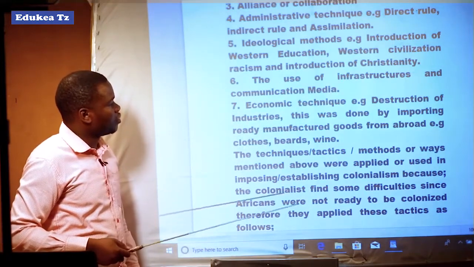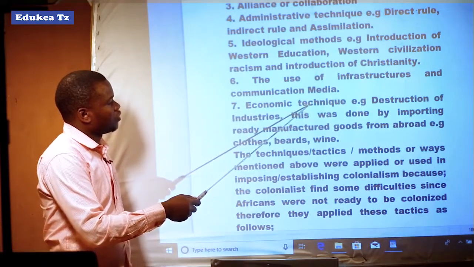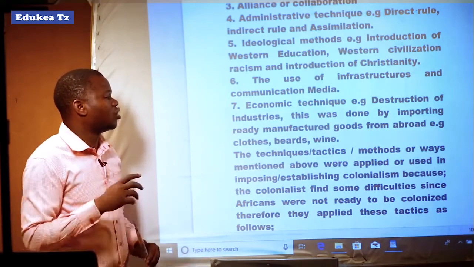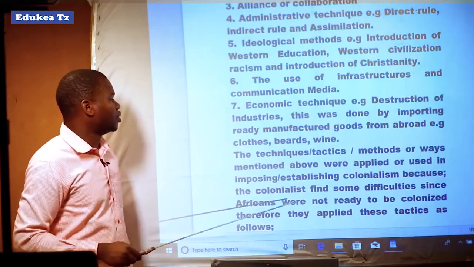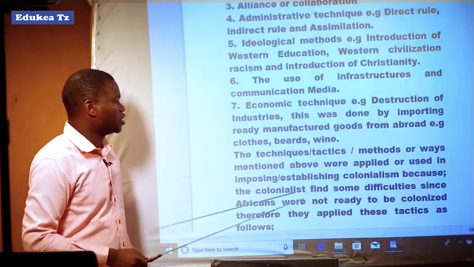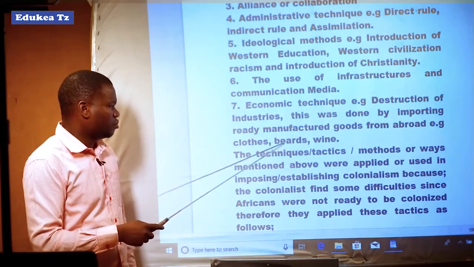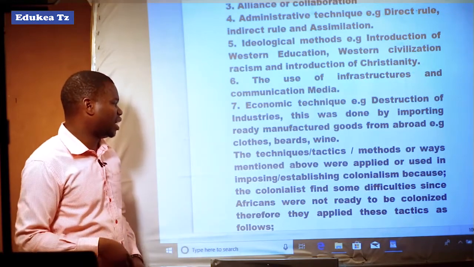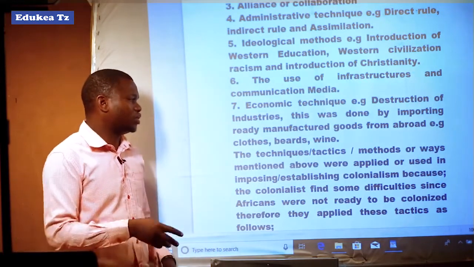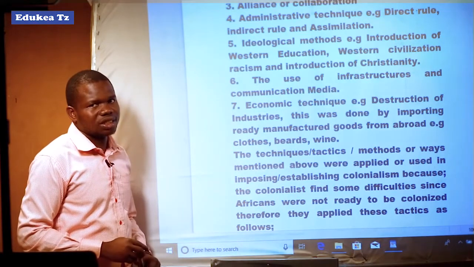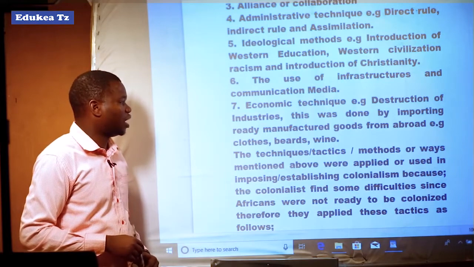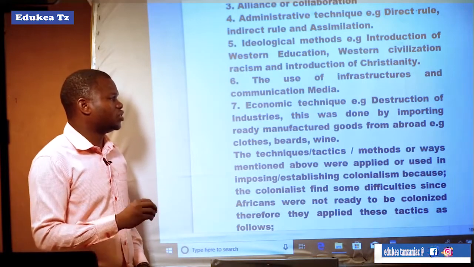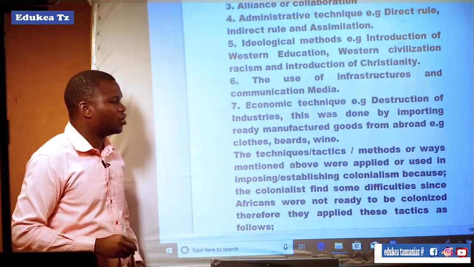Again, they used economic techniques, for example the destruction of industries, particularly the African local industries. This was done by importing manufactured goods from abroad, for example clothes, beads, wine, looking mirrors, and other goods imported by colonialists from Europe to Africa. So these are the methods or techniques used by colonialists in establishing colonial rule in Africa.